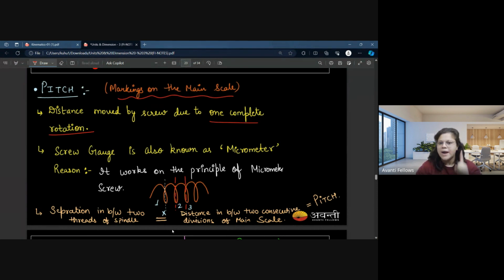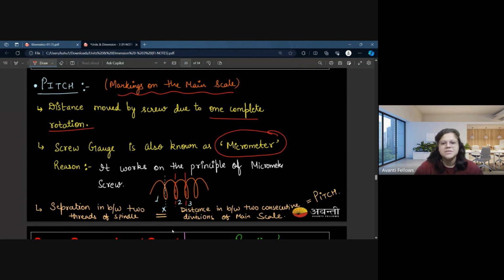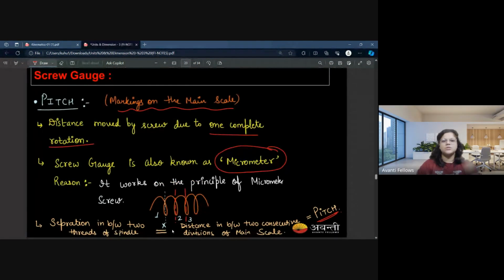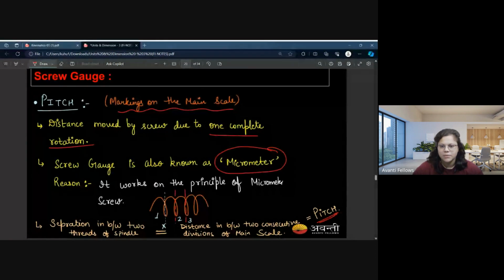One more thing that I want to draw your attention towards is the micrometer. A micrometer is also a device which is not in our syllabus, so we are not going to discuss that. But sometimes it is asked why a screw gauge is known as a micrometer. The simple answer is that it works on the same principle as a micrometer. And that principle is that the separation between two threads of a spindle is equal to the distance between two consecutive divisions of the main scale, which we know as the pitch. Is that cool? Just go through the slide and let me know. Okay, we can move ahead.